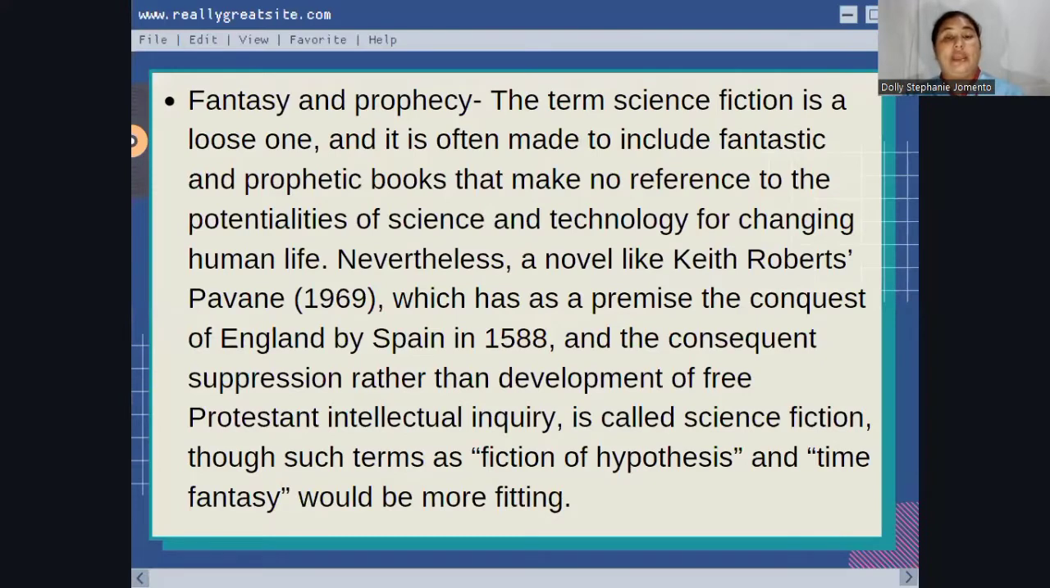So next, we have the fantasy and, excuse me, prophecy. The term science fiction is a loose one, and it is often made to include fantastic and prophetic books that make no reference to the potentialities of science and technology for changing human life. So fantasy prepares the reader for prophecy.